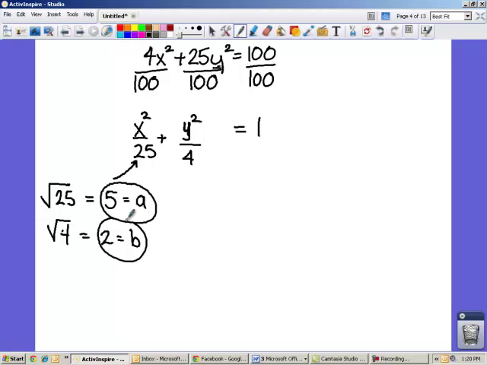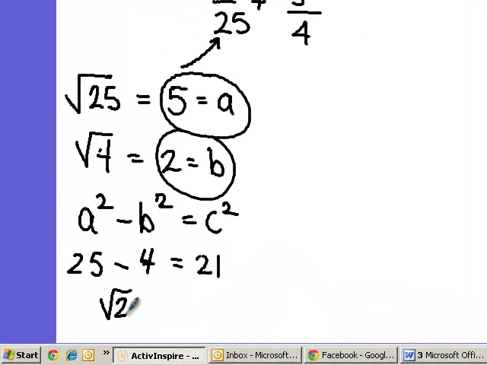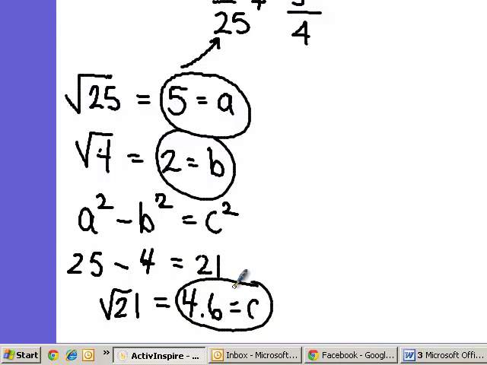But we also need a foci. So the foci is going to be c. And if we follow this equation here, we will be able to figure out what c is. So we know what a squared is. It's 25. And b squared is 4. So when we minus the 4, we get 21. That's what c squared is. But we need what c is. So we need to take the square root. And this ends up coming out to about 4.6. So now we have the c.